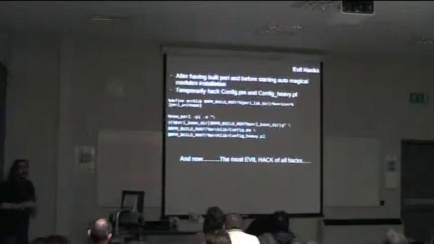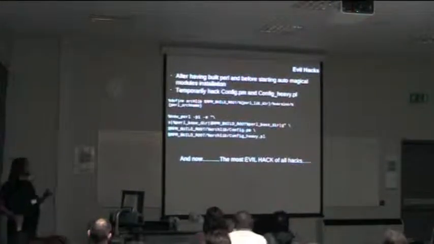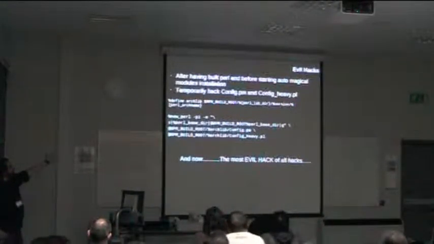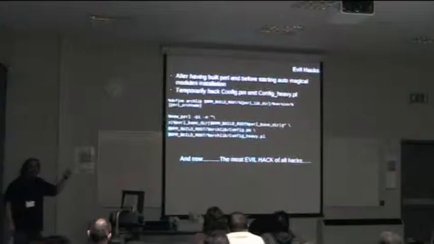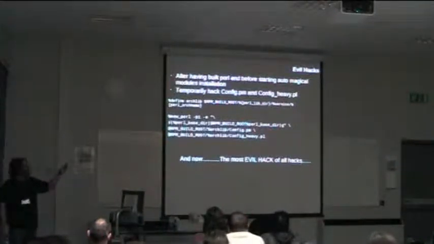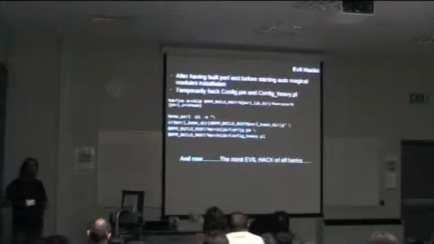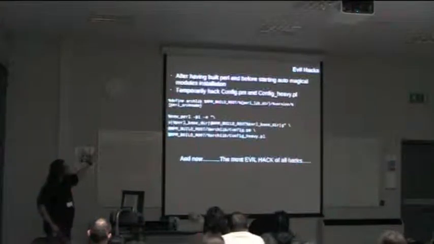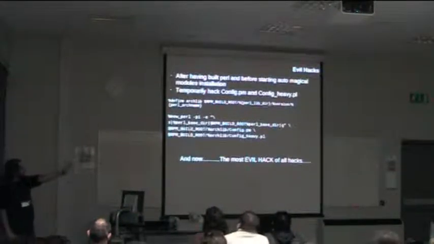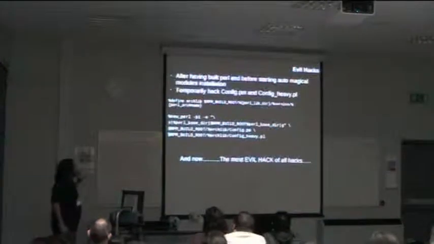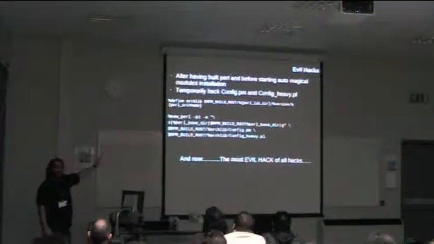So we came up with a couple of evil hacks to enable all this, which is, after having built Perl and before starting the automatic module installation, we temporarily hacked Config.pm and Config_heavy.pl, because there's a couple of modules that rely on Config.pm to get the location of the libraries in Perl. So what we're saying here is substitute what is going to be the base directory for the temporary base directory, just for now, and pretend that your libraries are all installed in the temporary Perl location that we're installing. And of course, we're already using our new Perl to do this for us.